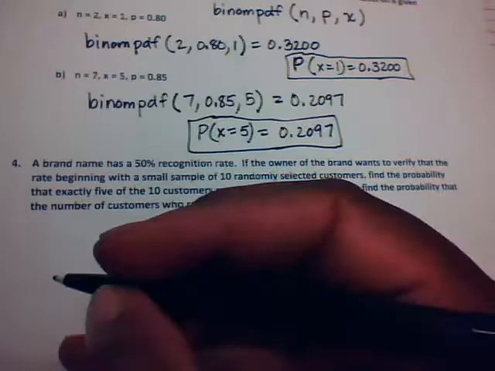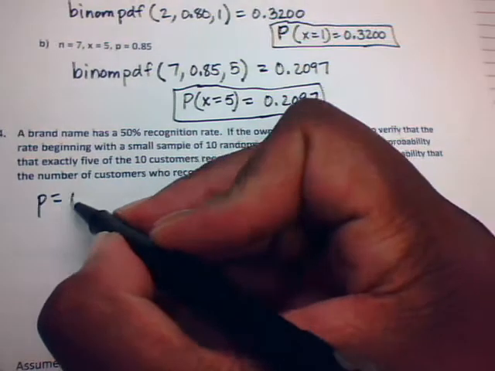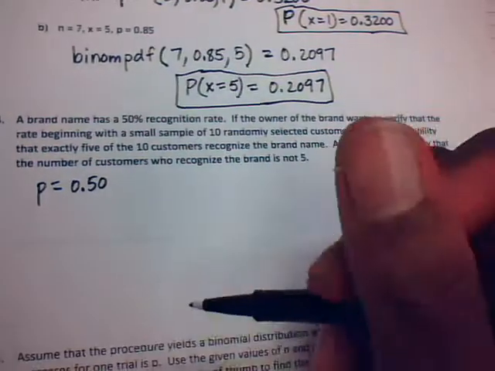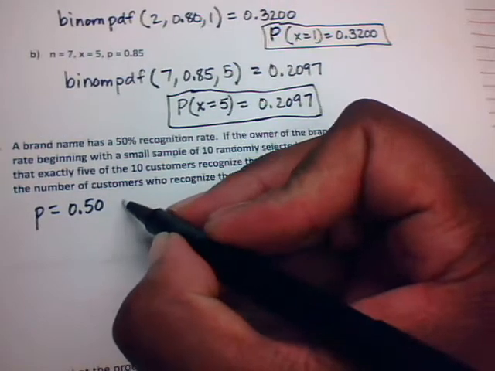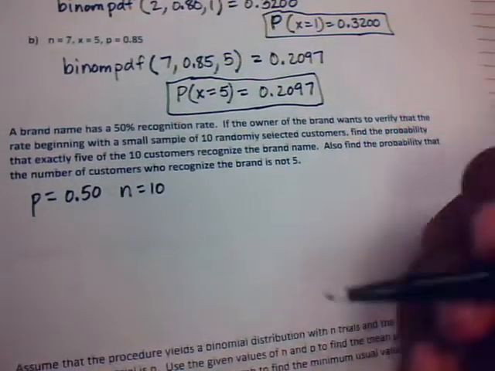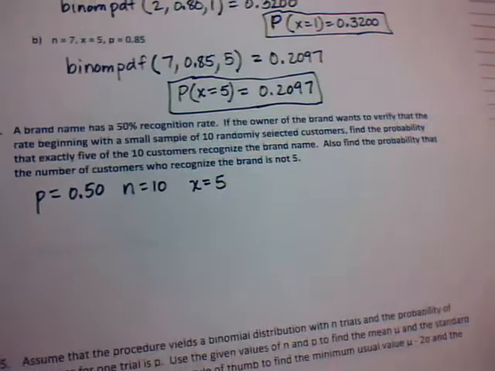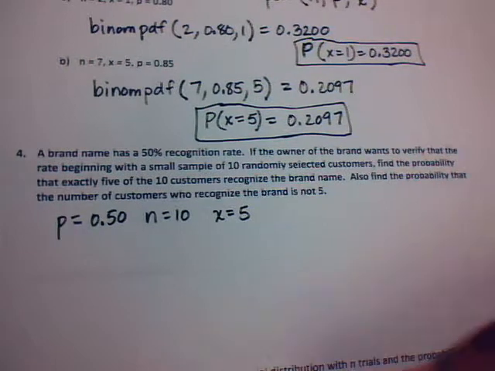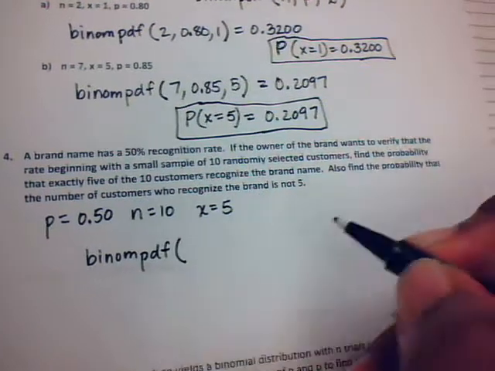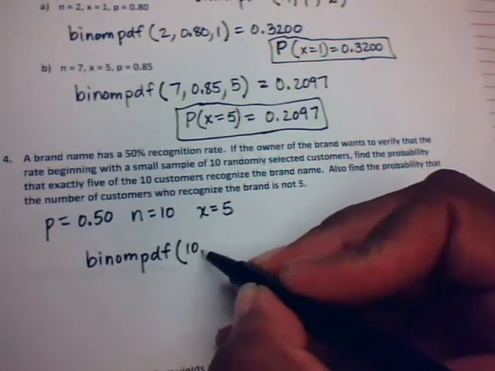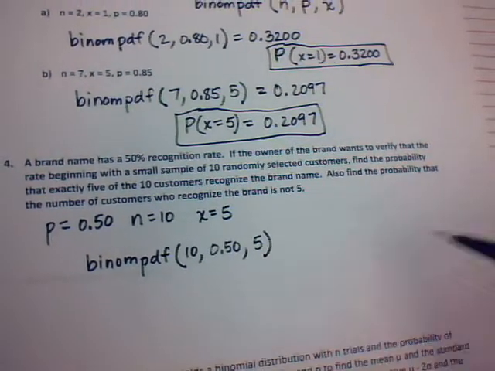All right, let's take a look at what we know. Here, the brand name has a 50% recognition rate, so that's your P, which will be 0.50. 50%, that's a decimal, that's 0.50. We know we have a small sample of 10 randomly selected customers, so here, N is 10. And we're trying to find the probability of exactly 5 of those 10, so that's your X, which is 5. And in this case, we can use the binomial probability density function on our calculator. And here N is 10, your P is 0.50, and X is 5.